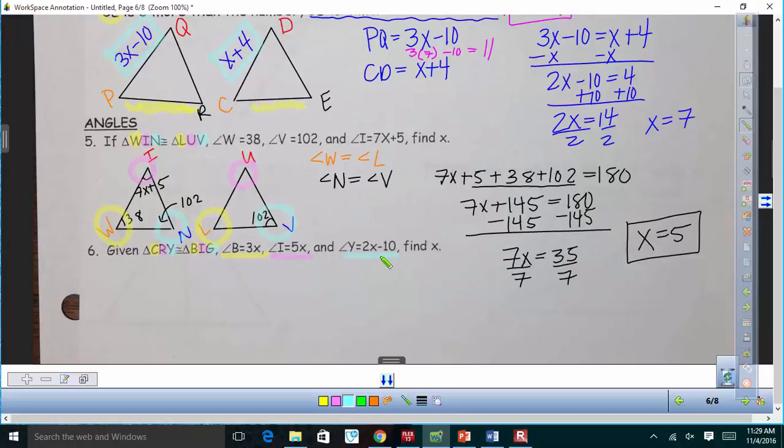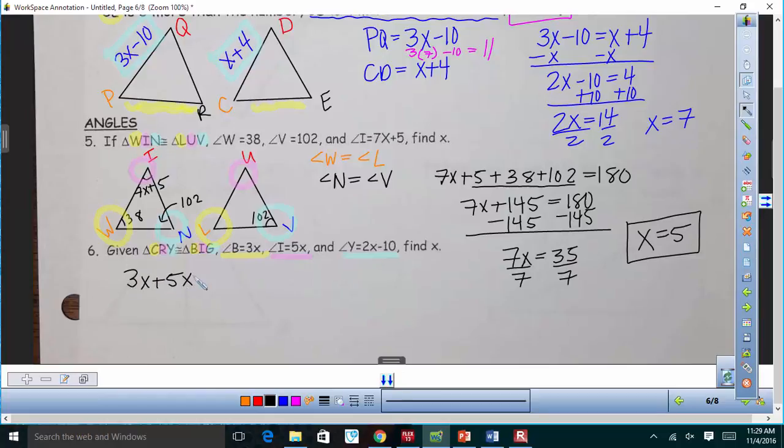The same. I should have the same. So what three colors should I have? Pink, yellow, and blue. Do I have a pink, yellow, and blue here? Yes. So what should all three of those add to be? 180. So we're just going to take all three of those, 3x plus 5x plus 2x minus 10, and set it equal to 180.